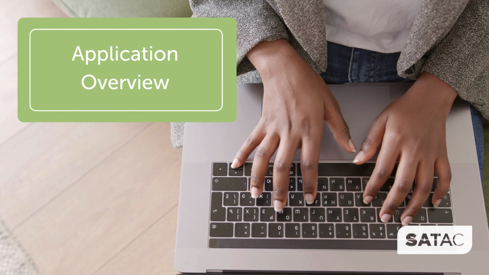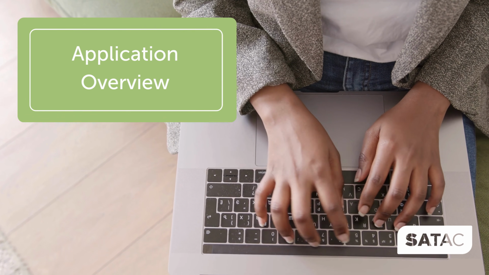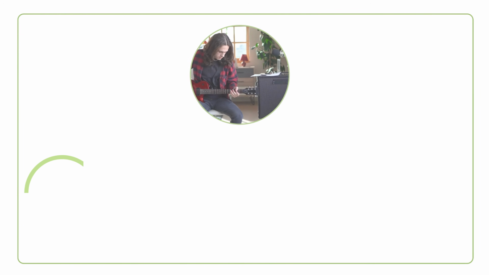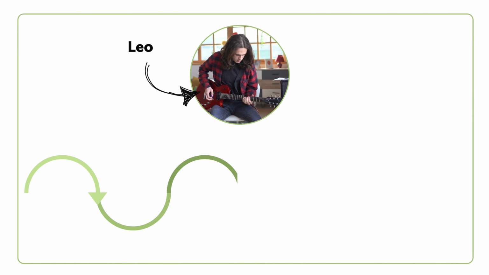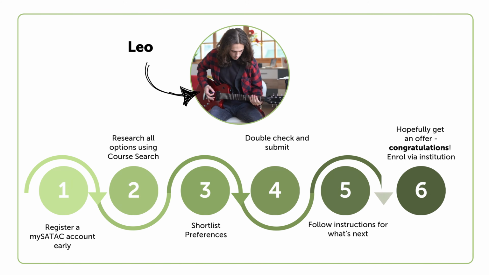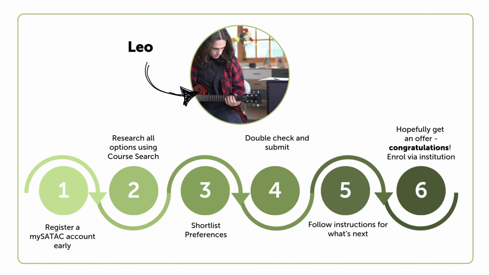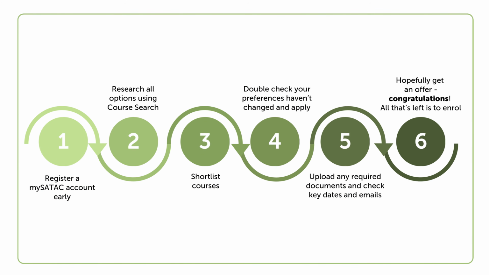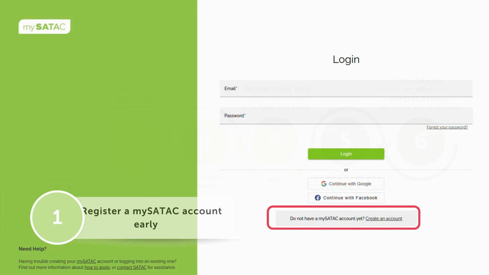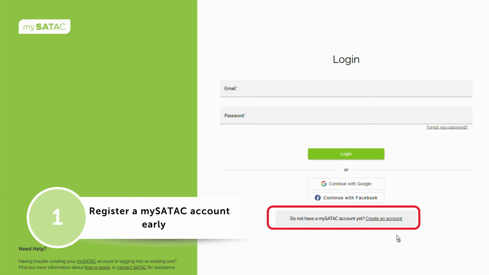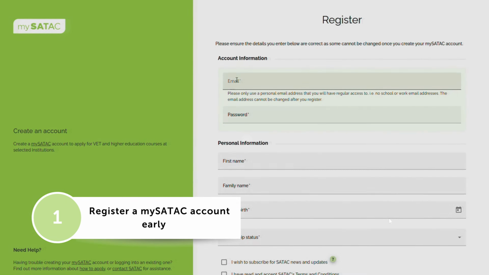The last thing we're going to cover here is a basic overview of the application process. For this example, we're going to follow Leo through his application. The first step is registration with My SATAC. Leo does this nice and early, setting up his My SATAC profile prior to the cycle opening. It's always available, free to register, and you can come back and start an application later. There's nothing stopping you from doing that right now.